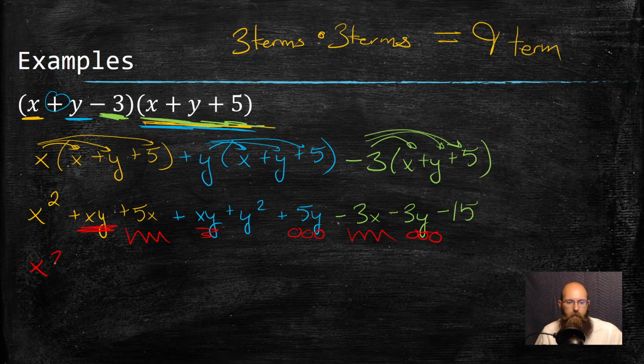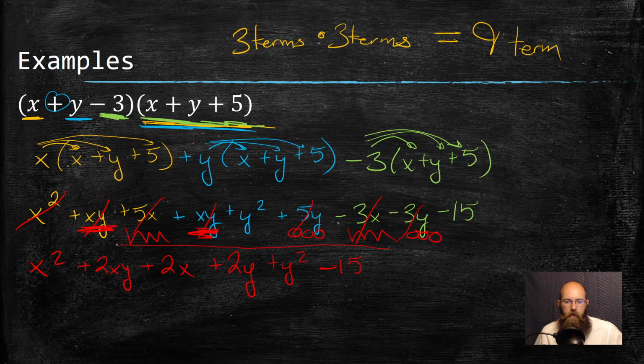X squared doesn't have any buddies. And then I have x times y and x times y, both of those. So I now have 2 of them. I have 5x's and negative 3x's. Get me 2x's. So now I've taken care of that, that, and that. And then I have 5y's minus 3y's gets me 2y's. Then I have y squared. And then I have that negative 15.